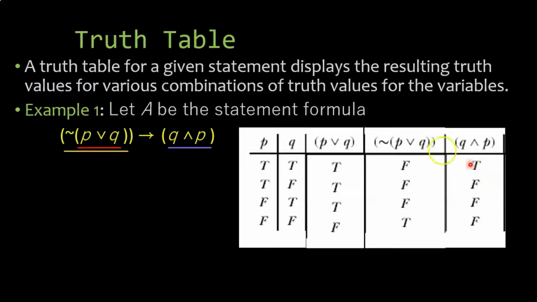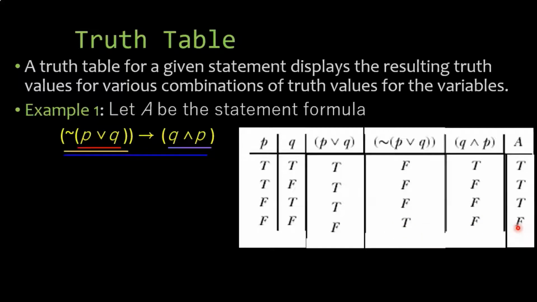Then we compare this column with that column. If false, then true, then give true. If false, then false, then give true. If false, then false, also true. But if true, then false, then it becomes false. So you get the answer. So make sure you know how to do the truth table in order to show the validity of any statement. From single statement to multiple statements, make sure you do the correct combination of truth values.